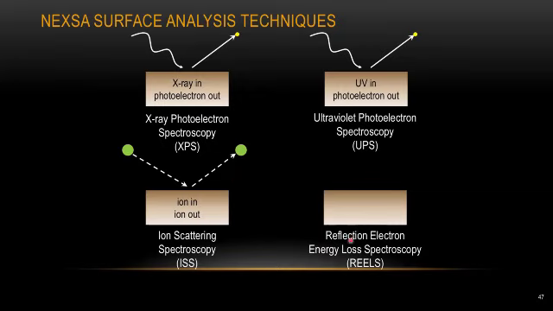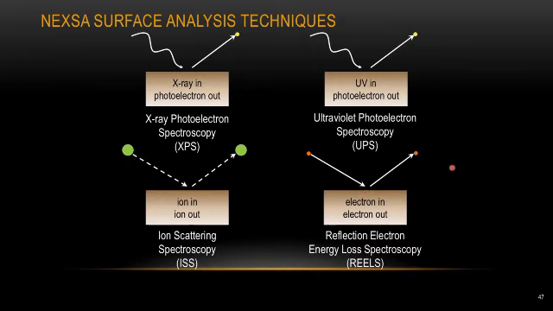And the last measurement is called REELS, which stands for reflection electron energy loss. This is kind of similar to the ISS measurement, but the difference is that instead of using a heavy ion, we're using a much lighter electron. The electron will be shot onto your sample, lose some energy, and go back to the detector.